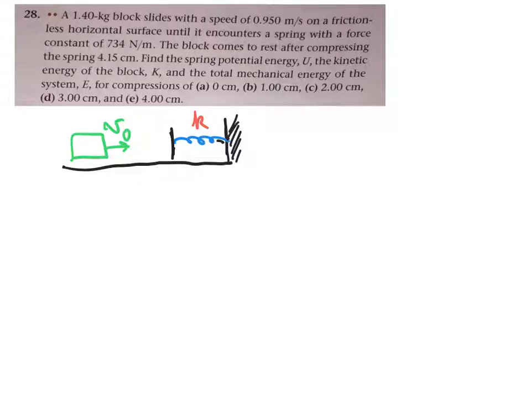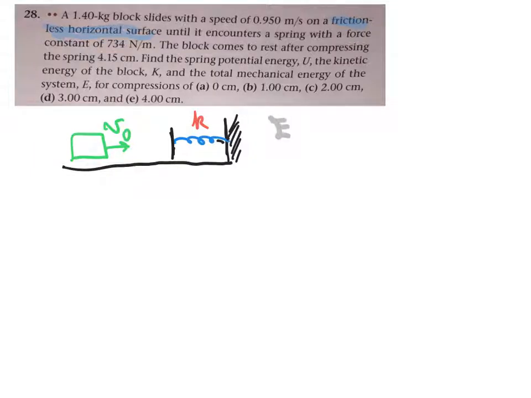and they want us to find the potential energy U, the kinetic energy K, and the total mechanical energy of the system for various compressions. And the very first thing we're going to see is there are no non-conservative forces acting because it is a frictionless horizontal surface. So the total energy is going to be constant, and I'm only going to find it once.